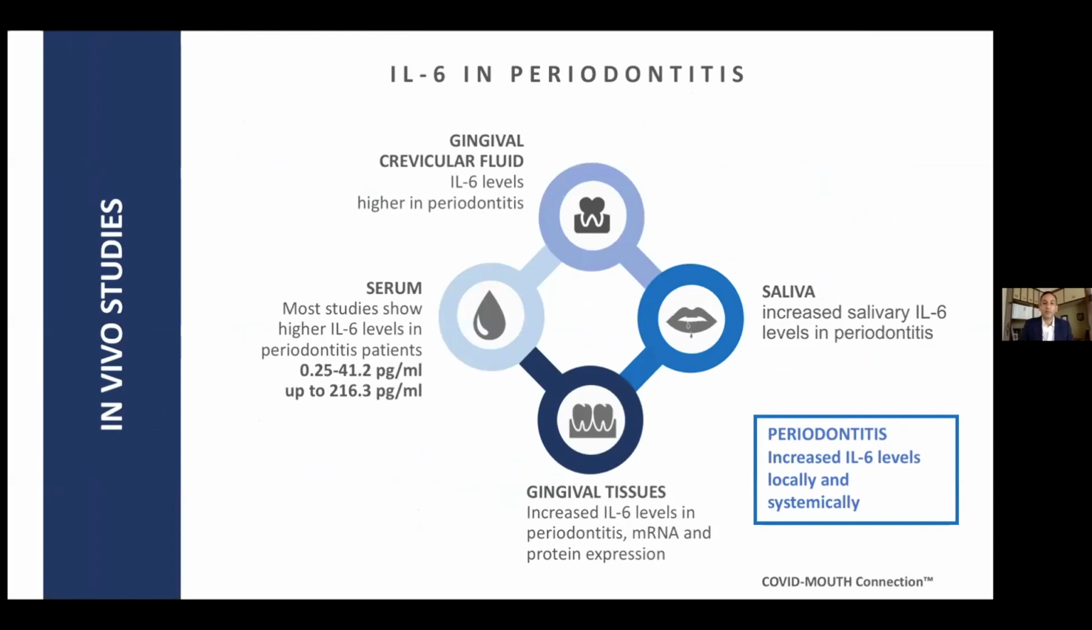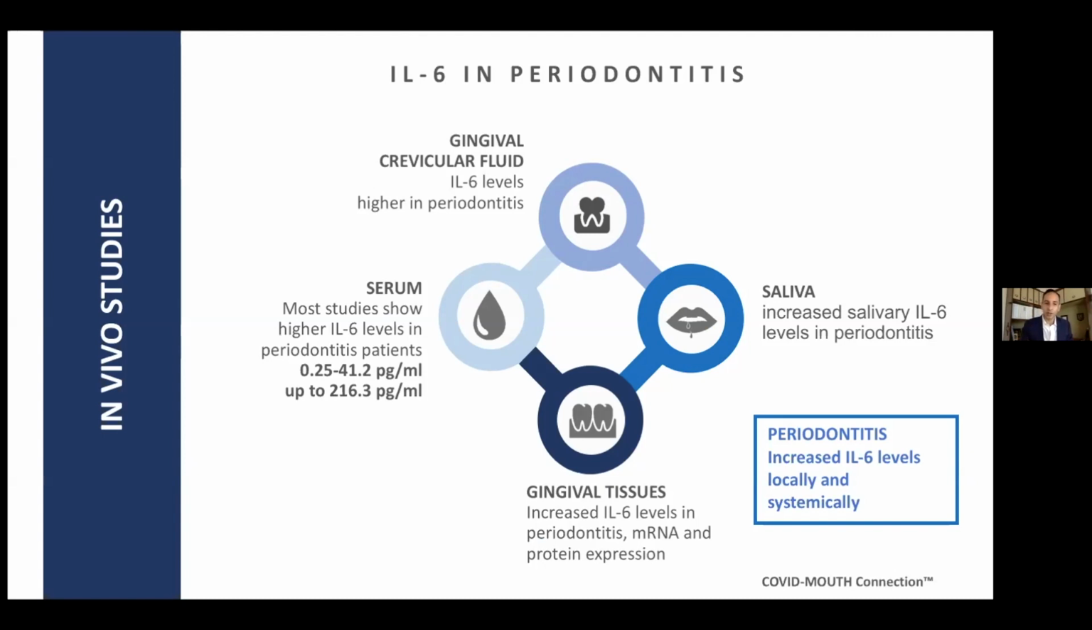IL-6 is in periodontitis. Again, it's the reservoirs. We have really four places where these bacteria get into, and that's in our saliva and gingival crevicular fluid. We see it's higher in people with periodontitis. We see it in the tissue, which we talked about. But the main thing that we're going to be talking about also is the serum. Serum is the part of the blood that doesn't coagulate, doesn't have any fibrinogen.